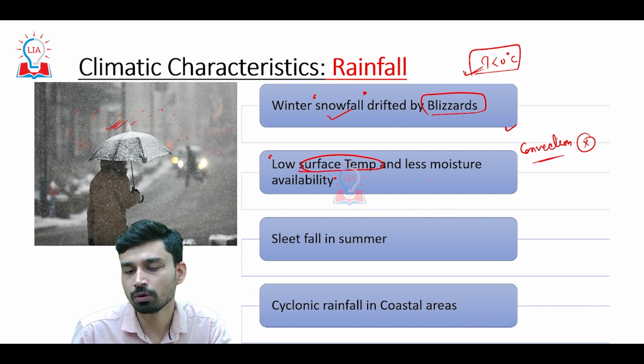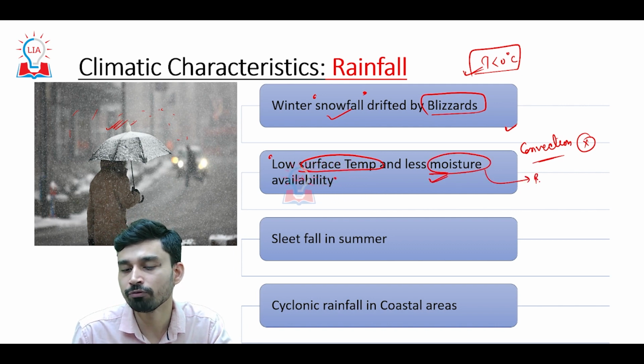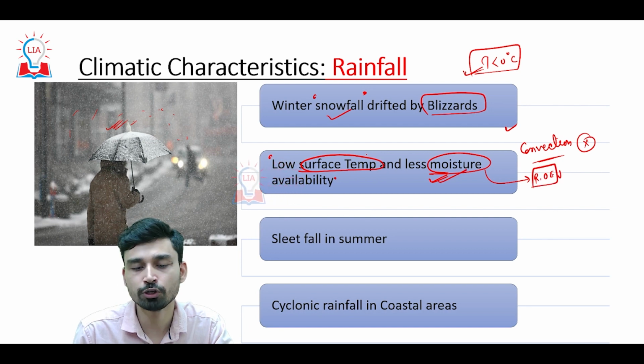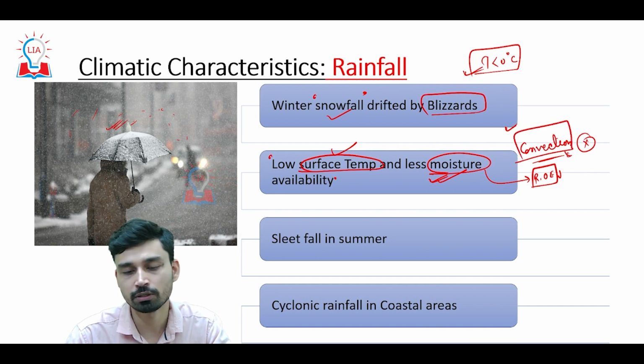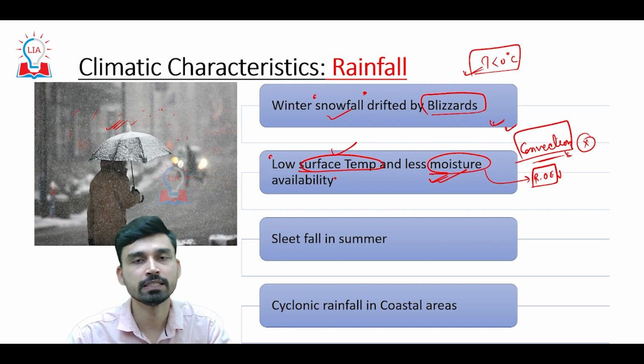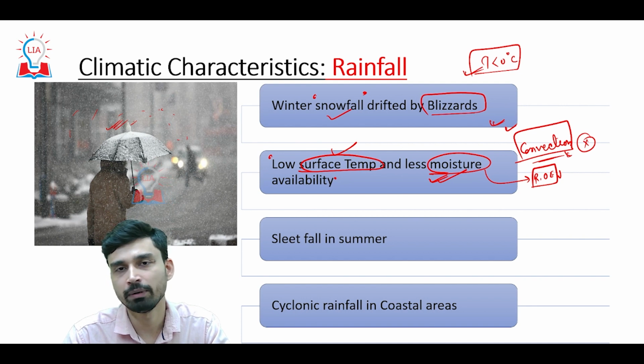And also due to the cold condition, the moisture availability is very less, because the rate of evaporation will be very low. So due to the low rate of evaporation, we have less moisture. Due to low surface temperature, we have no possibility of convection, and that is why the rainfall is very less in this particular climatic region.